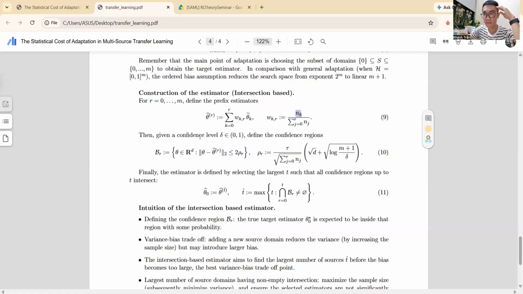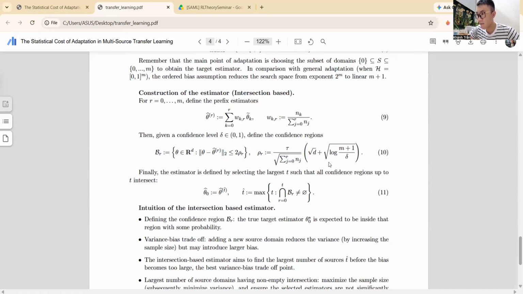And then with a confidence level, they construct a set B_r, which means the set of all estimators that have a small distance in comparison to the estimator theta hat, and the radius is defined by tau divided by the total sample size. So the tau here is the variance. The first term is the variance.